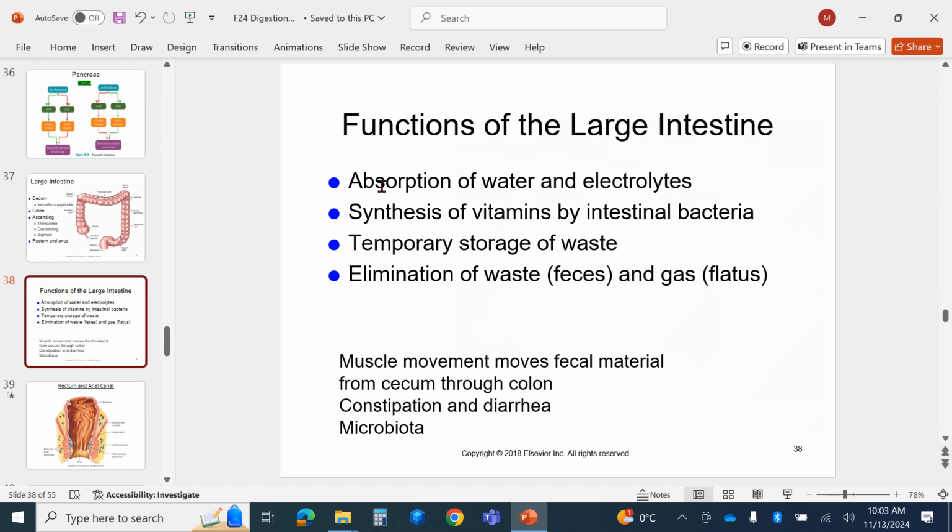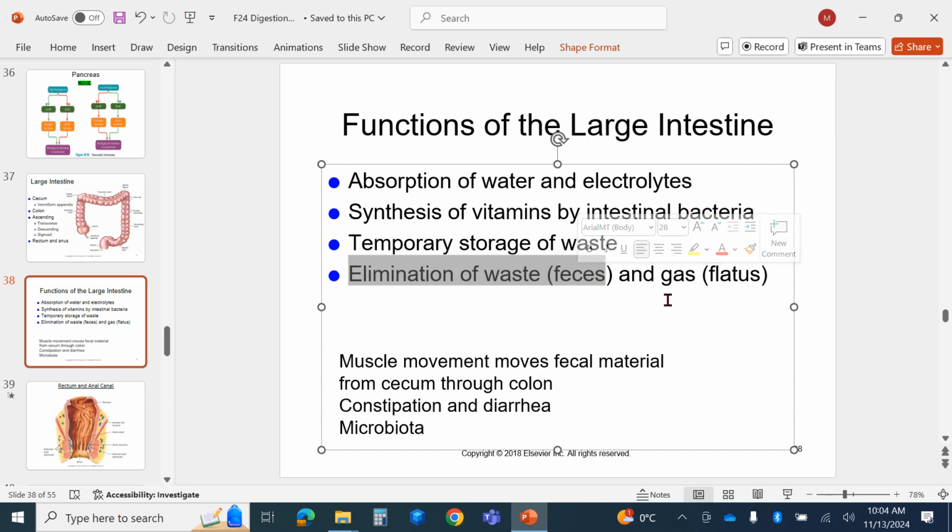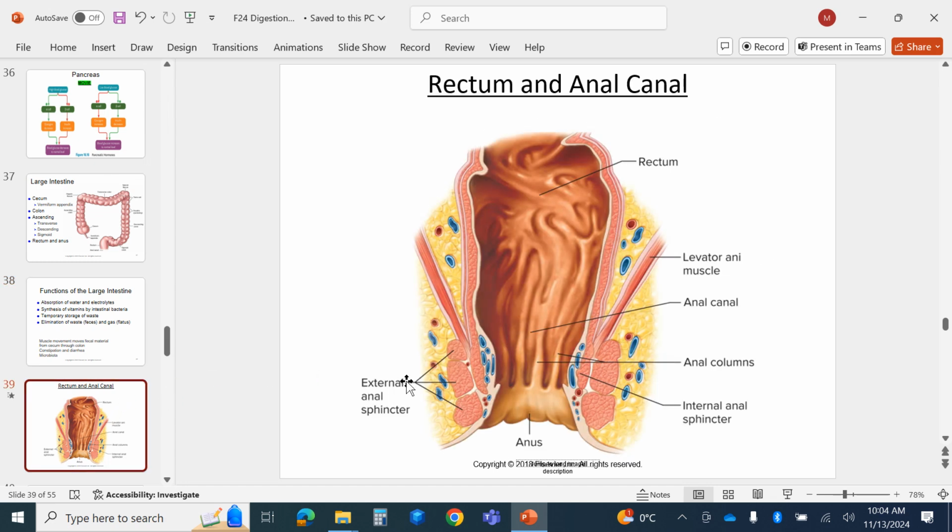Functions of the large intestine: water absorption, just fine tuning. Electrolyte balance, synthesis of vitamins by intestinal bacteria, as well as gas, temporary storage of waste, and then eventually the elimination of feces and gas, flatus. There's just a shot there of the rectum and the anal canal.